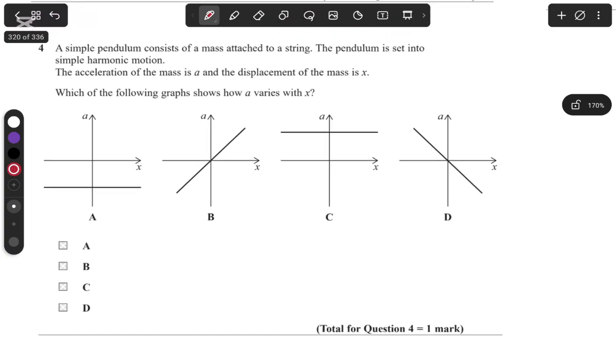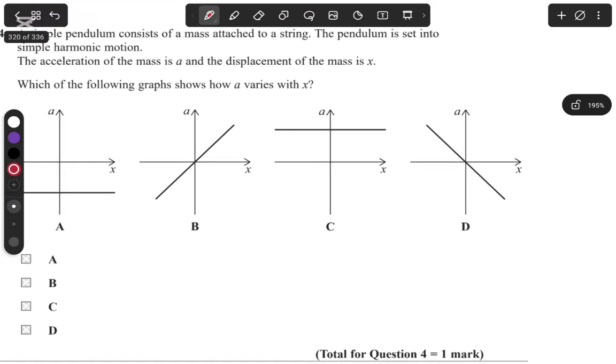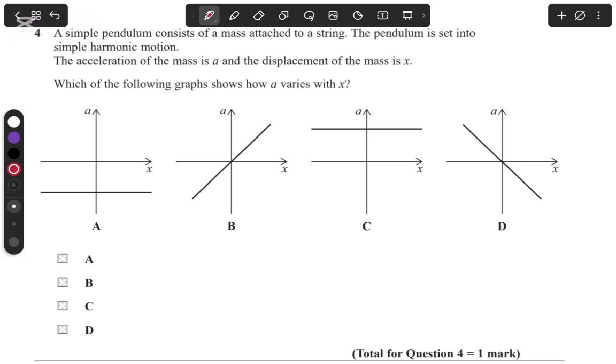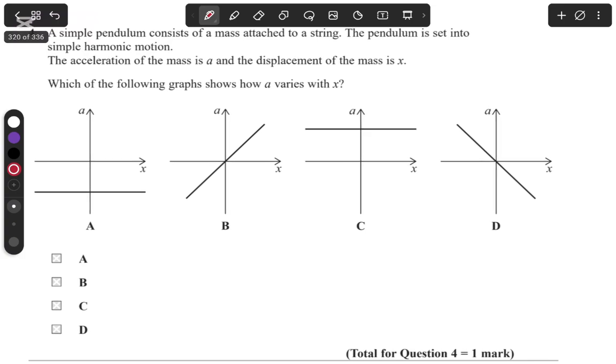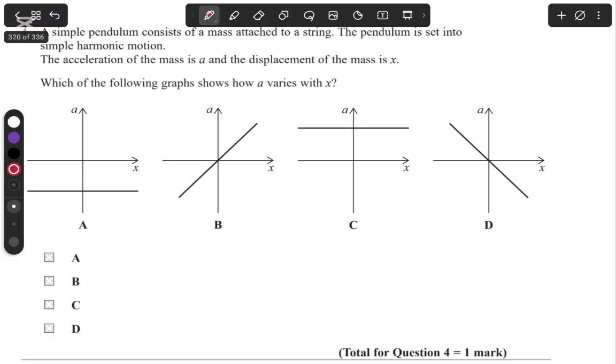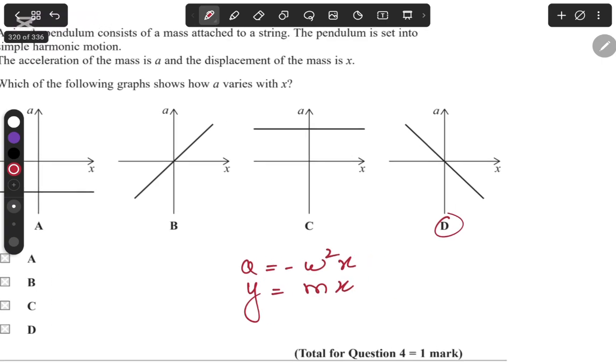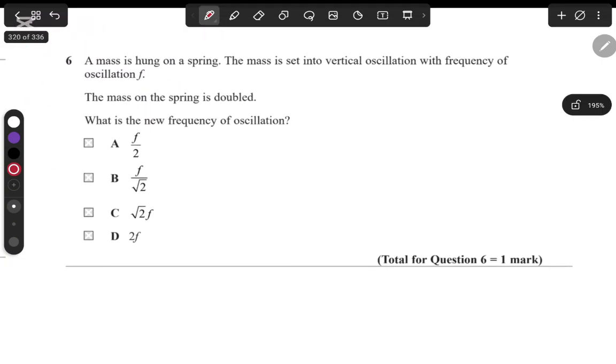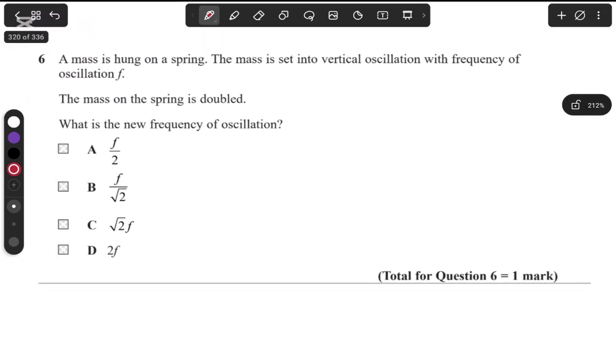This is a very simple part as well. You can read the question, but they're basically asking which is the correct graph that shows the correct relationship between a and x, where a is the acceleration of the mass and x is the displacement of the mass. We know that a equals minus omega squared x, so we can write it as y equals mx. Here we should have a constant gradient, and the gradient should be negative, so that should be D.